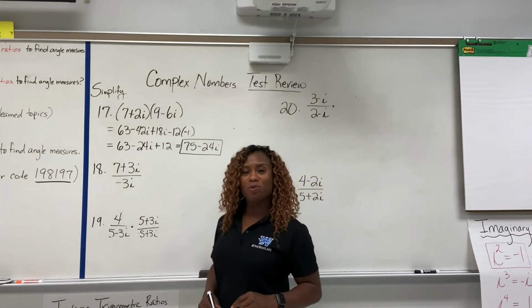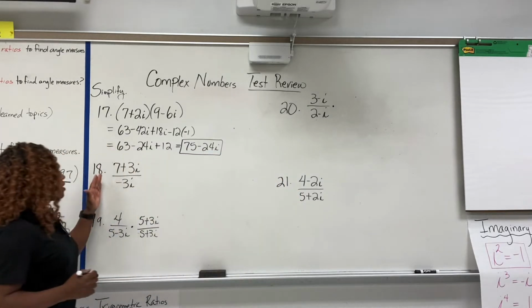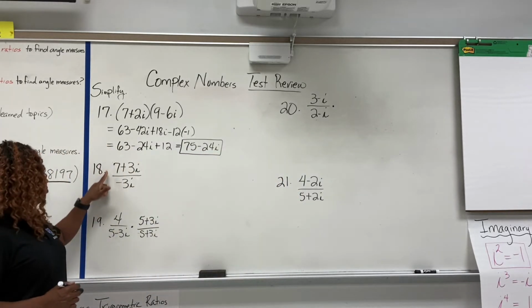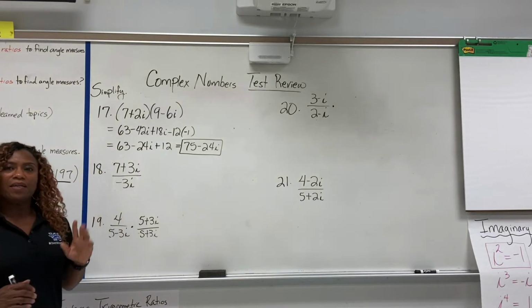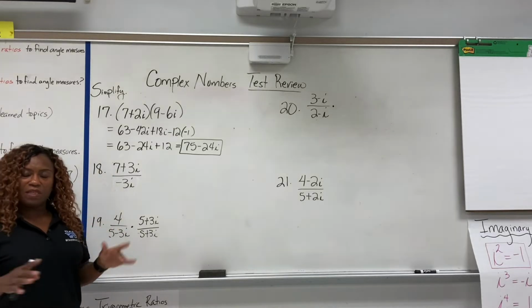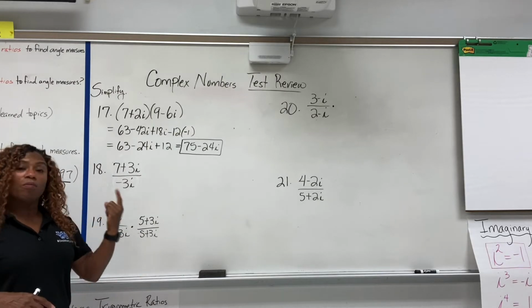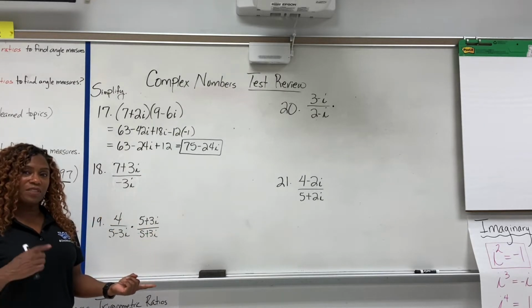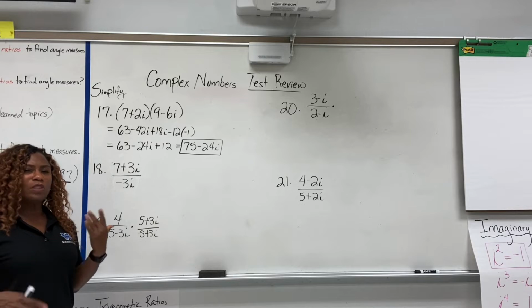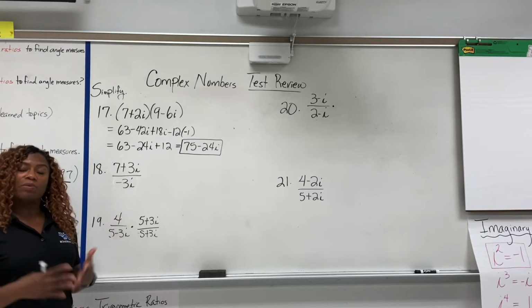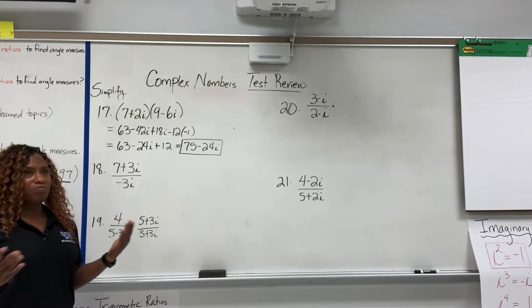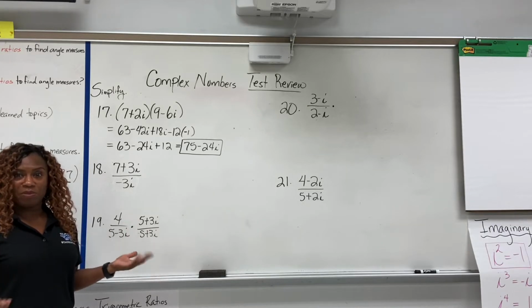Okay, let's go ahead and do problem number 18. This is the first problem that we're doing that's division. Notice that we've got 7 plus 3i divided by -3i. In order to divide complex numbers, we found out that we've got to multiply by the conjugate of the denominator. Then we will do what we normally do with multiplication, where we use the distributive property, combine like terms, i squared equals -1, and simplify completely.